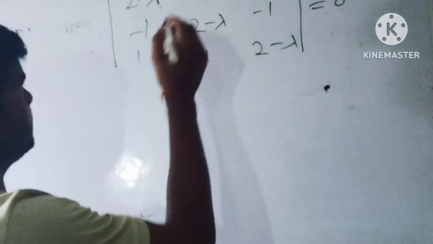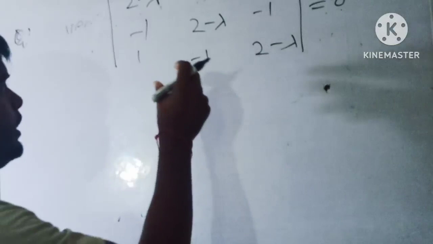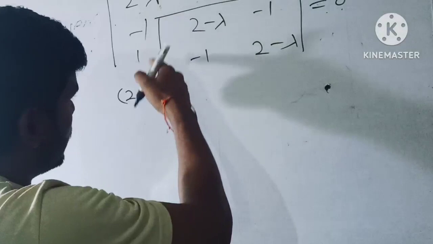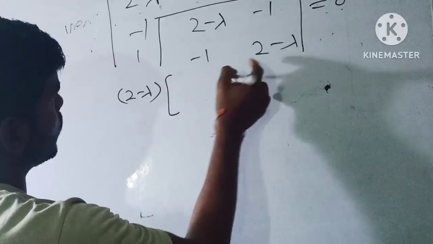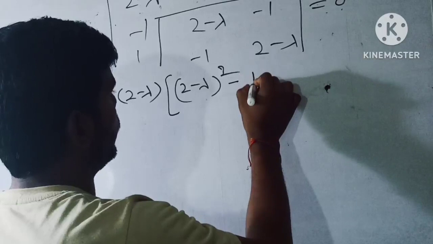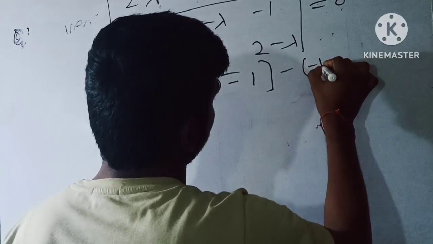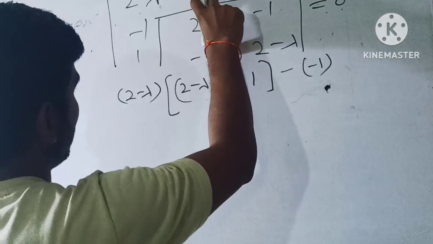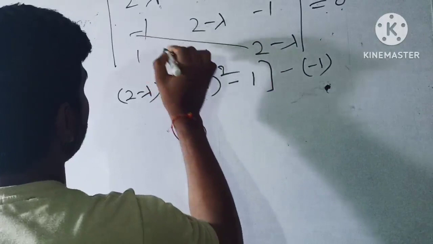Now solve this determinant: 2 minus lambda. Now we leave this row and this column and solve this matrix, right? Now 2 minus lambda, that is the whole square, right? Then minus, plus, minus 1, right? Minus minus 1, and we leave this column and this row and solve this cross matrix, right?